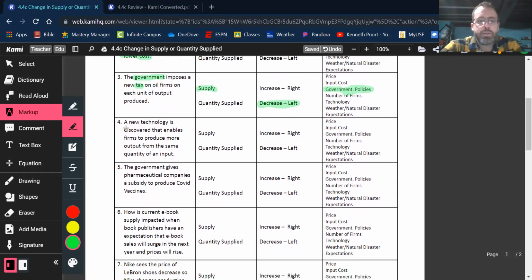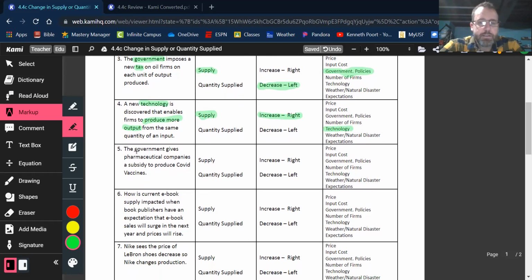Number 4, a new technology, so there's one of our keywords, is discovered that enables firms to produce more output from the same quantity of input. So we know it's nothing to do with price, so it's a change in supply. That one's pretty much labeled for us. That's going to be an increase in supply because it's saying we're able to produce more output. And our answer, pretty straightforward, is technology.